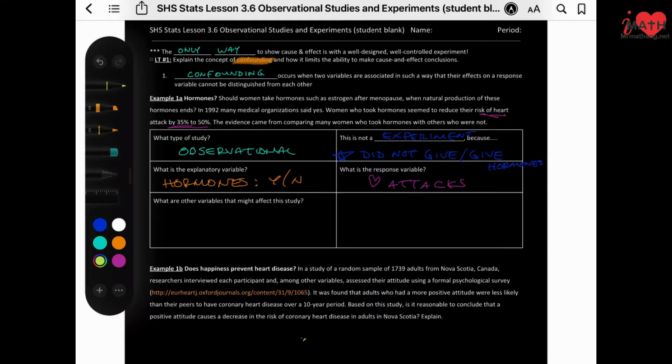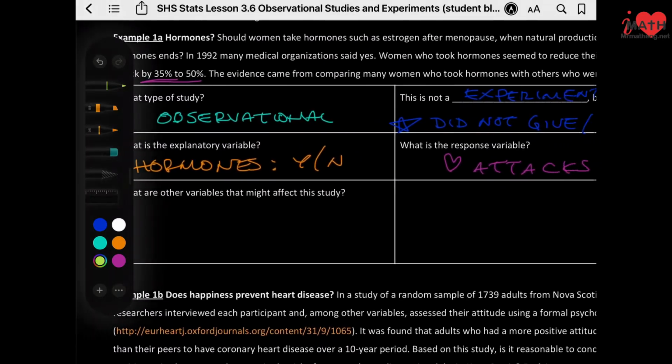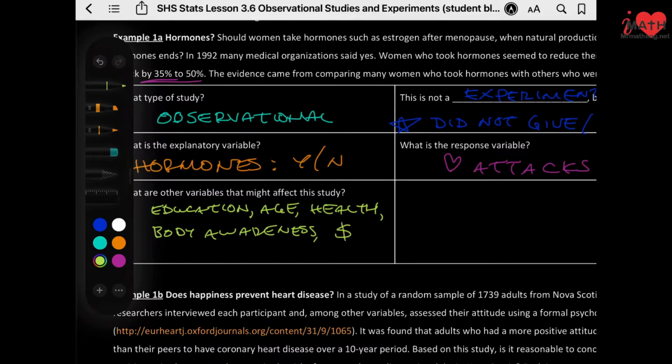What other variables might affect this study? What else can reduce someone's heart attack risk? Well, maybe it's their education. Maybe it's their age. Maybe it is their health, whether they're in good health or bad health. Maybe their body awareness. Maybe how much money they have and their ability to have access to good health care.